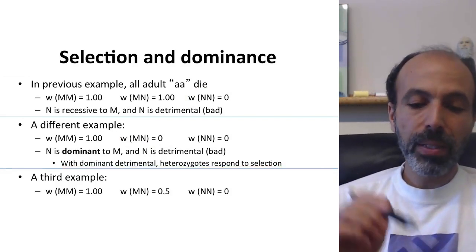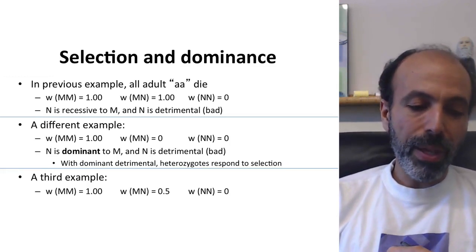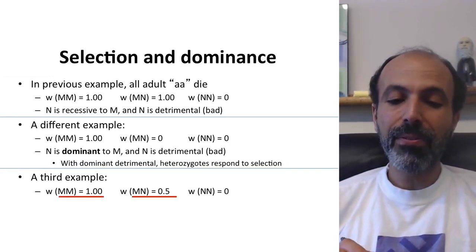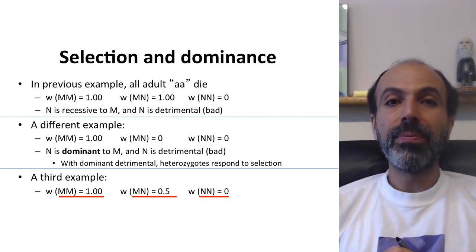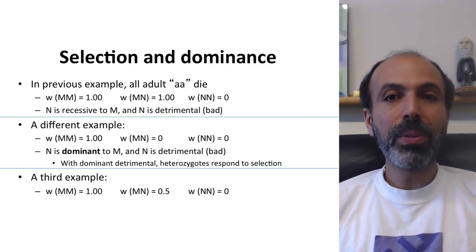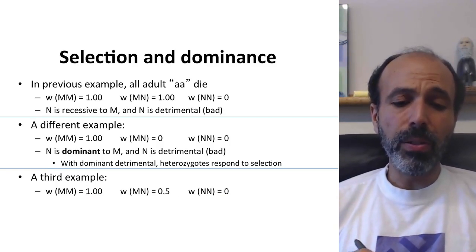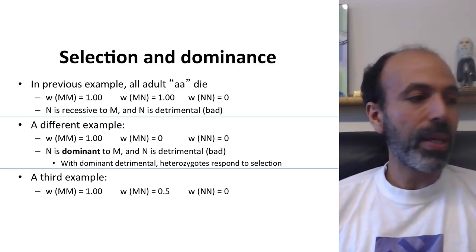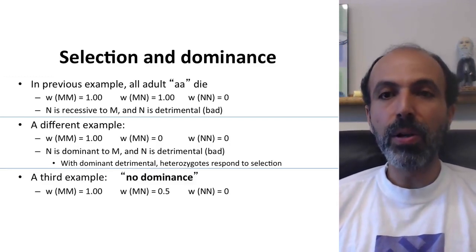Okay? Now let's do a third example. Here we have MM is 1.0 for its relative fitness, MN is 0.5, and NN is 0. In which case, which one is dominant? Well, the simple answer is neither, because no homozygote has the same relative fitness as this particular heterozygote. So we can call this a case of no dominance.